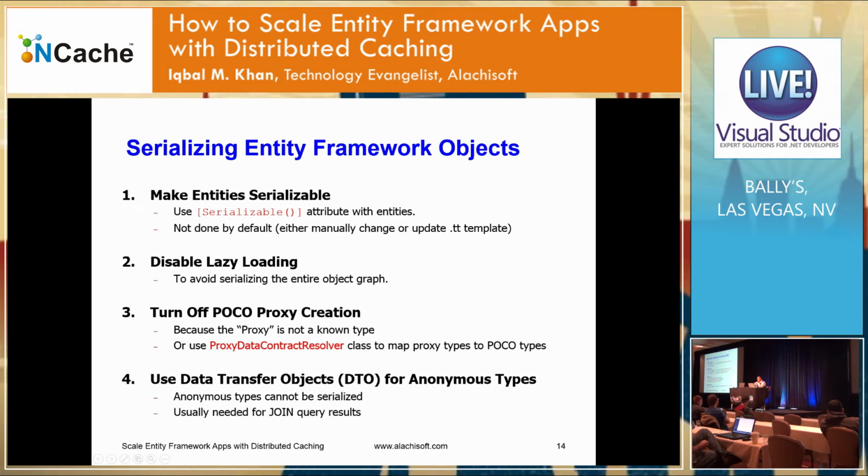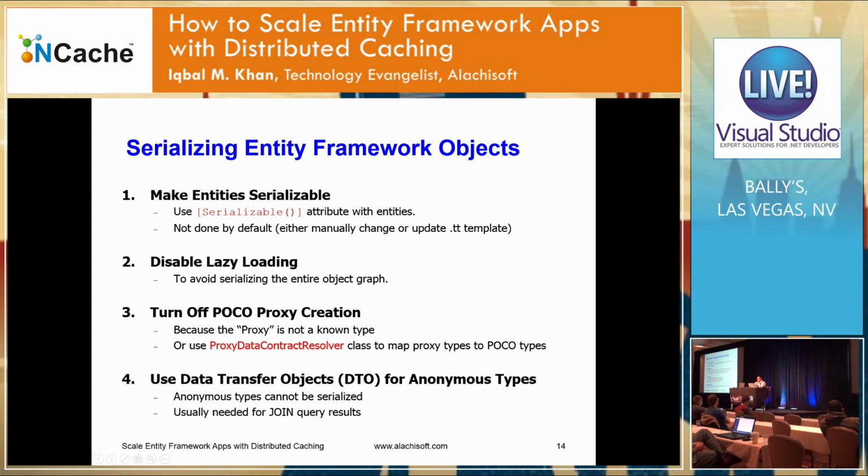If you're using POCO, the plain old C# objects, and you had lazy loading in POCO, the only way to do it is through proxy. So a proxy is not a known type. It's not a type that is known at compile time. So you cannot serialize a proxy. So one way is to not use proxies when you want to cache anything, because otherwise you won't be able to serialize it. Otherwise, if you want to use proxy and you still want to use serialization, there's a proxy data contract resolver class that can resolve the dynamic proxy type, mapping it to the actual POCO type. And that's how you can serialize it.